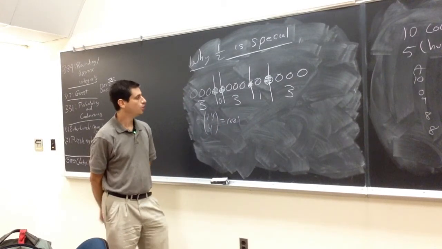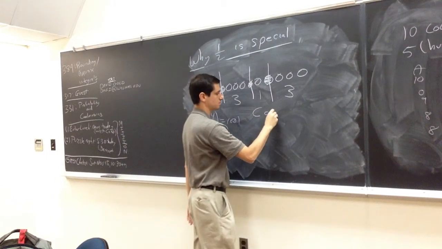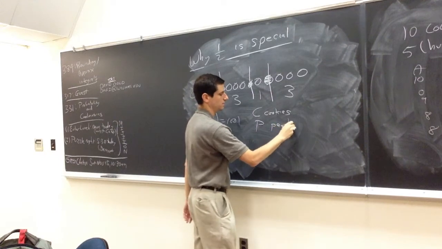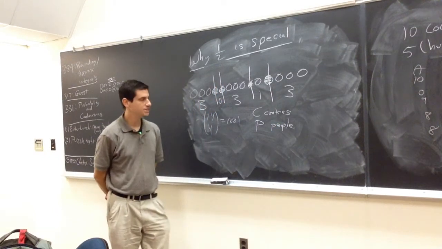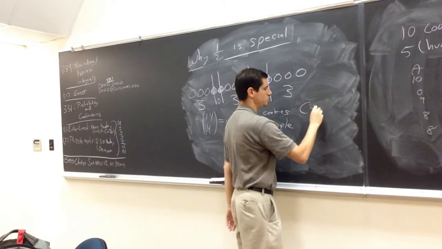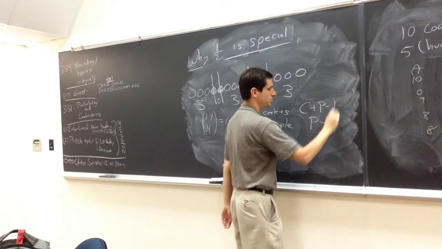More generally, what if we have C cookies and P people? How many ways are there to divide C cookies among P people? C plus P minus 1, choose P minus 1.